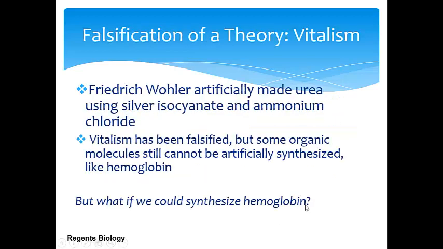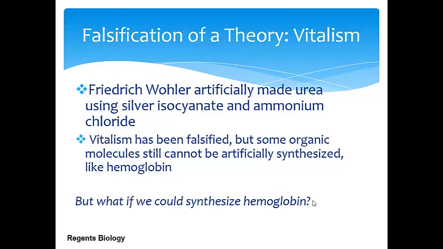There was a guy named Friedrich Wöhler who artificially made urea. Urea is the stuff that's found in urine, using silver isocyanate and ammonium chloride. This was basically the first time they falsified the theory of vitalism, and so it went down in the books, and it has actually been falsified more times since then, but this was the first time.